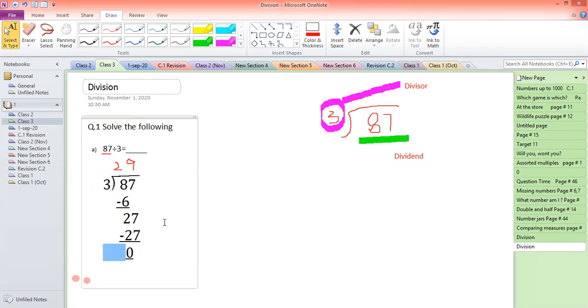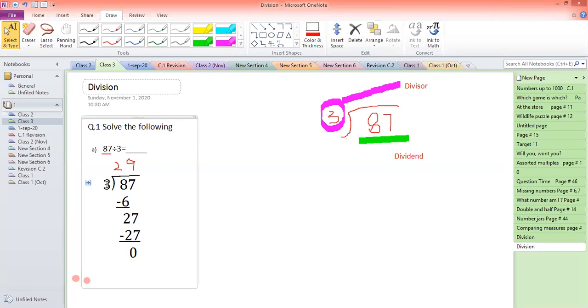I repeat, there are some steps you have to follow for this long division. First, you write the dividend and the divisor very carefully. The first number is the dividend. This is divided by this number, right? So write the dividend under the symbol. This is 87. Then write the divisor out of this symbol. This is 3.